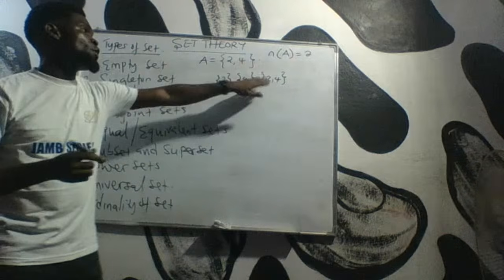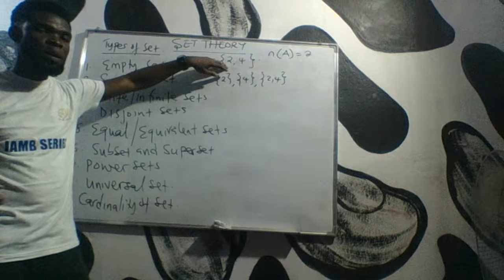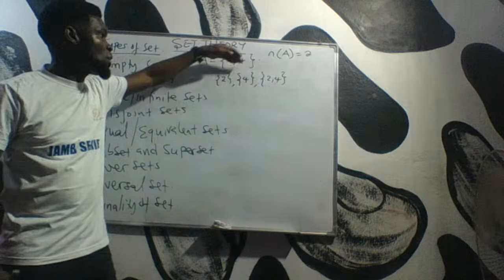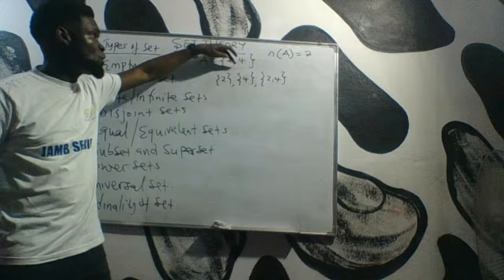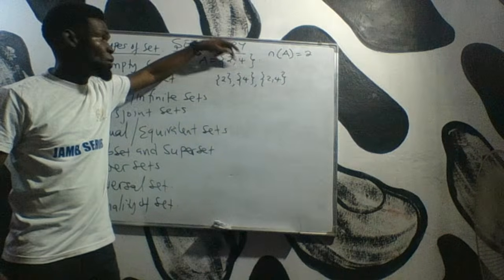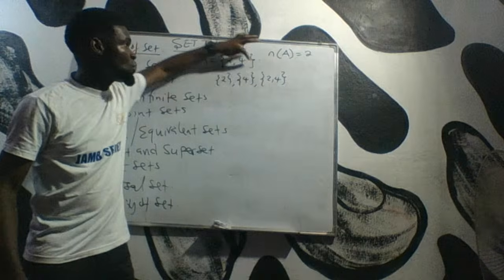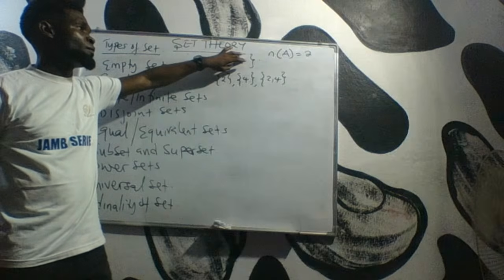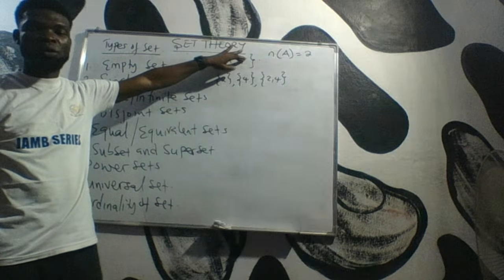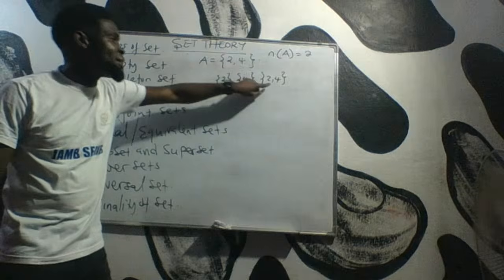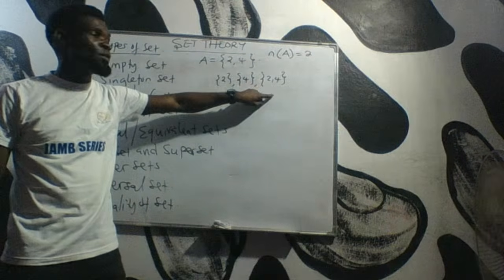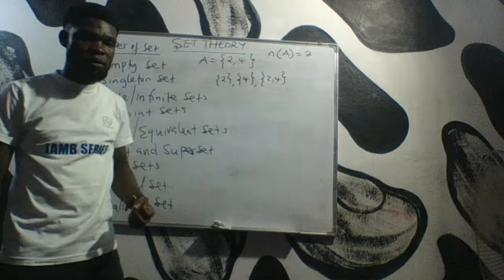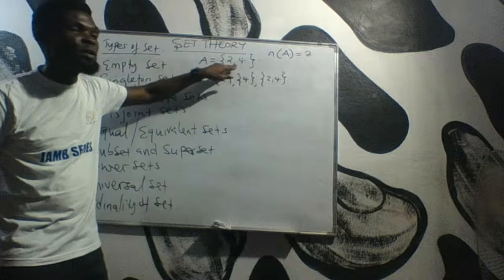Now, is {2, 4} a subset of set A? Yes. So automatically, you have to note that every set is a subset of itself. These two sets are equal because they have the same elements, 2 and 4. So every set is a subset of itself. That's a point to note. You can even write it down: every set is a subset of itself.